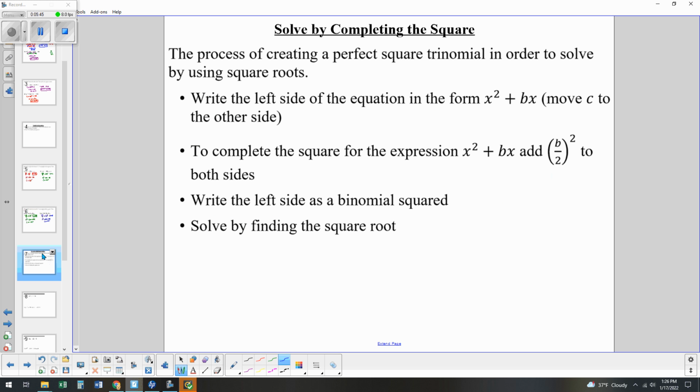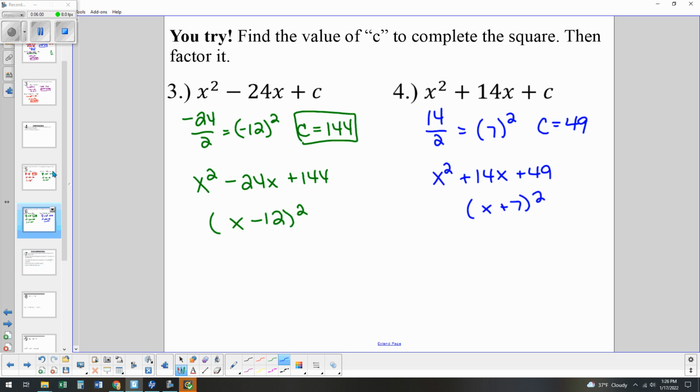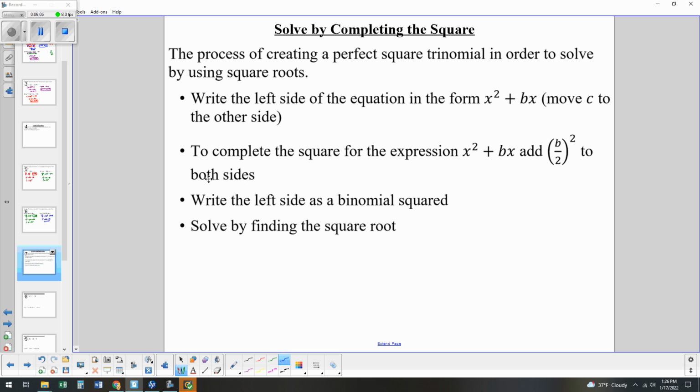If we want to solve by completing the square, we're first going to get the left side of the equation to have only variables. So the x squared and the bx. We're going to move c to the other side. So to complete the square, we're going to find the new c value, the same kind we just did in these two problems. We find the new c value. But we're going to add it to both sides of the equation. If I'm going to balance an equation, what I do to one side, I have to do to the other. We can factor the left side now into that binomial squared and solve by finding the square root.